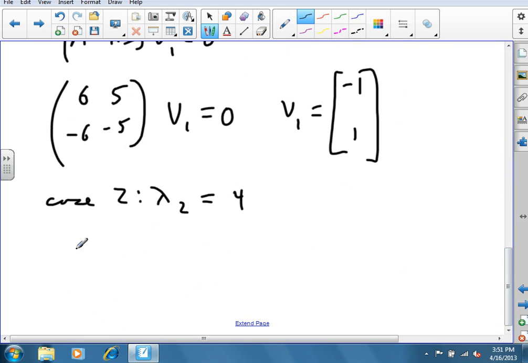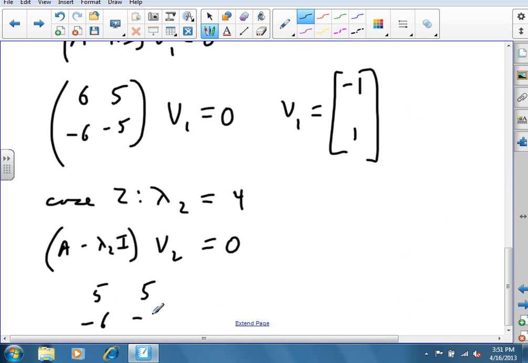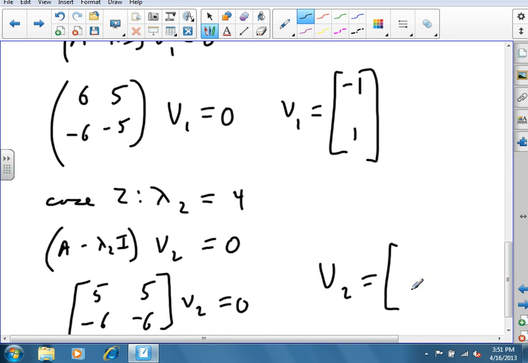All right, so I want A minus lambda 2I times V2, and I want to set it equal to 0. Okay, so I got 9 minus 4 is 5. I got a 5. I got a minus 6. And I've got a 2 minus 4 is minus 6. V2 is equal to 0. So V2 is equal to minus 1, 1.